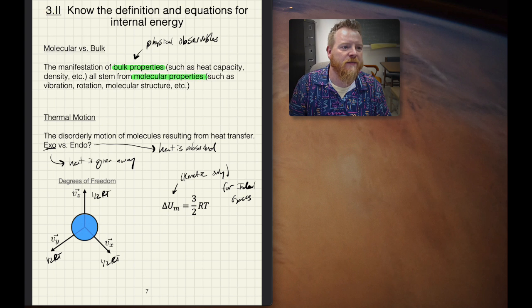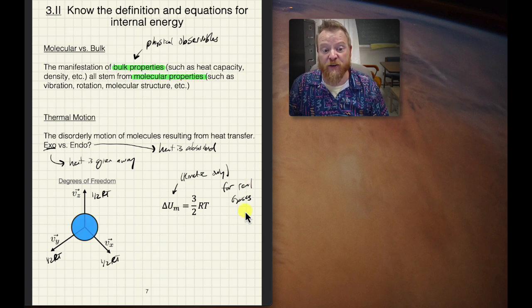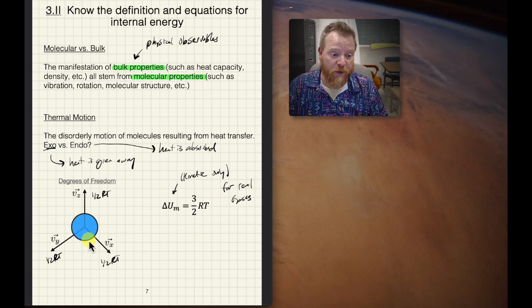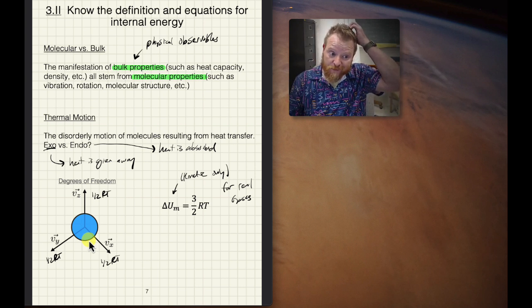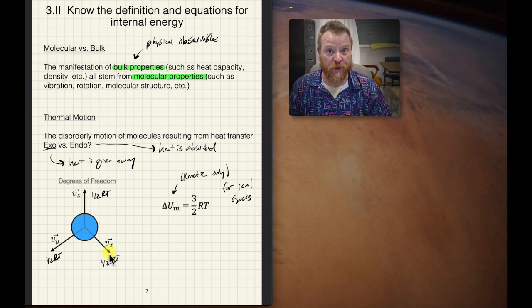Let me write that down, apologies. Kinetic only for real gases, right? Because in real gases, there is a potential energy that we have to consider. This is only considering the kinetic from their thermal degrees of freedom. And for a simple atom like this, there's only these 3 degrees of freedom, okay?